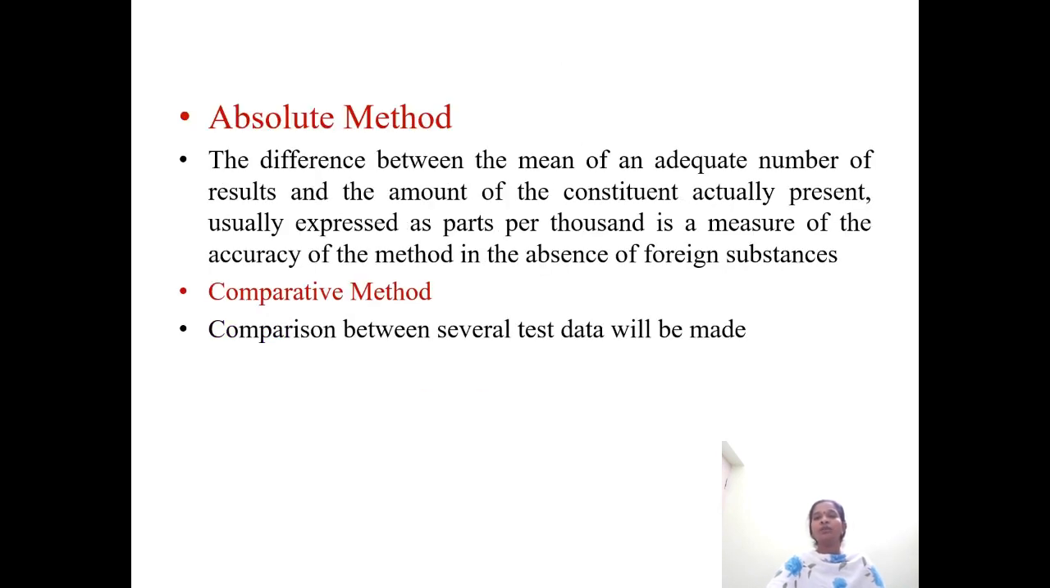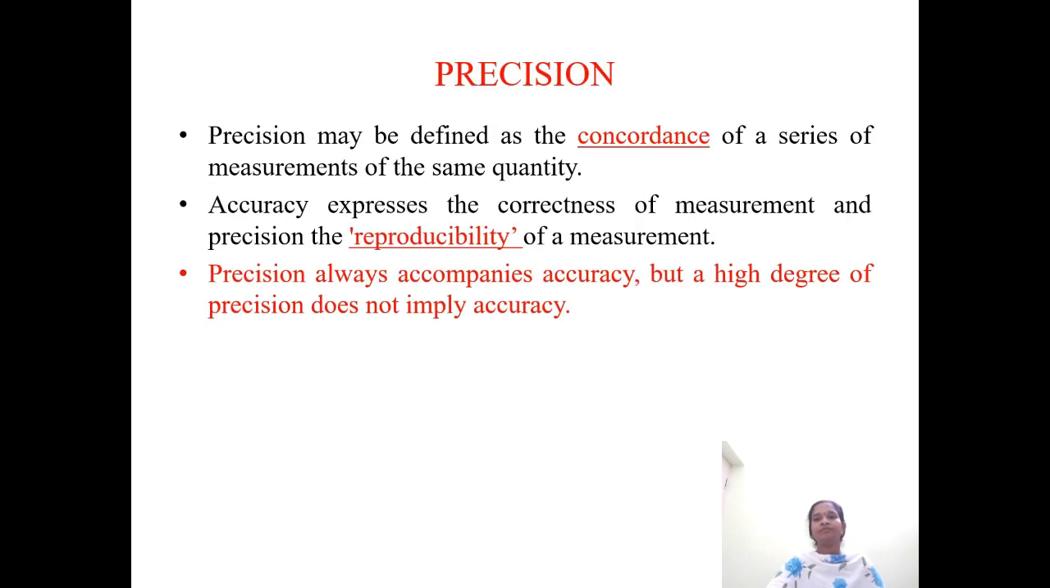In the absolute method, the difference between the mean of an adequate number of results and the amount of the constituents actually present, usually expressed as parts per thousand, is a measure of accuracy of the method in the absence of foreign substances. In the comparative method, the comparison between several test data will be made.